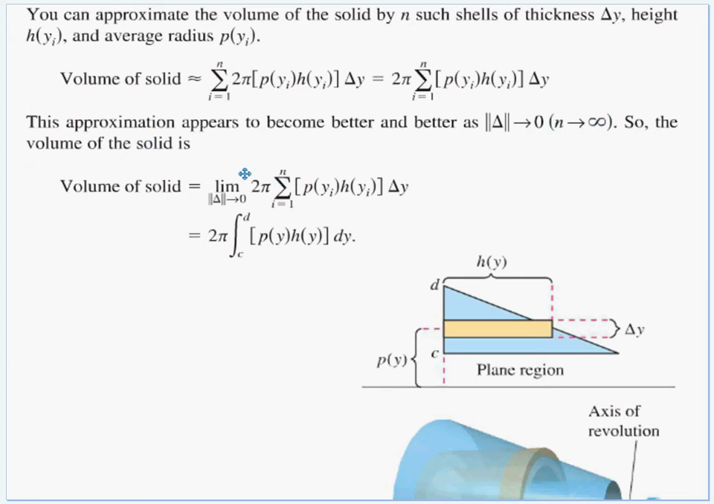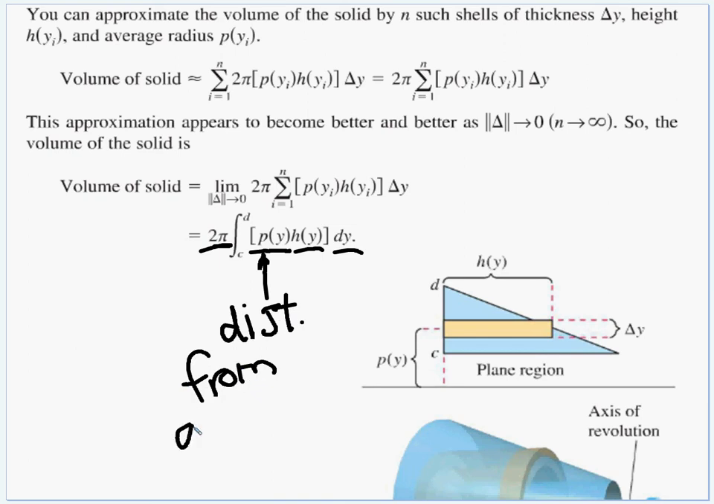So the volume of our solid is here in our summation notation. And then when we simplify it, we have this one down below: 2 pi, integrate from c to d, some numbers on our x or y axis. In this case, it's our y axis. And then we have p of y, h of y, dy. The p of y is our distance from the axis of rotation. H of y is the representative element, the height of that rectangle, just like we found back in the last section.